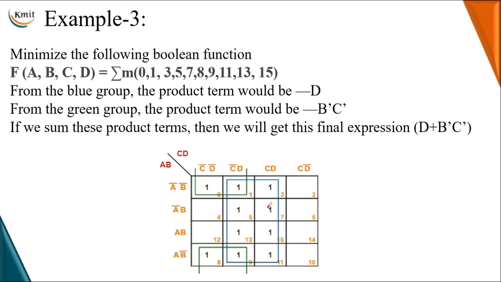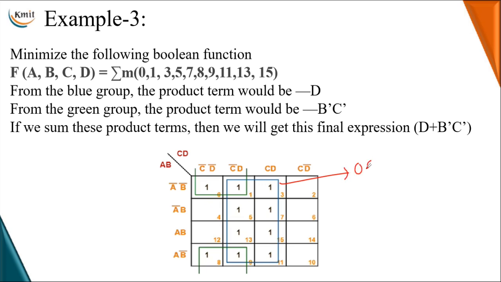We can form an octet because 1 is adjacent to 3, 1 is adjacent to 5, 3 is adjacent to 7, 5 is adjacent to 13, 7 is adjacent to 15, 13 is adjacent to 9, 15 is adjacent to 11, as well as 9 is adjacent to 1 because it is in the top layer and 9 is in the bottom layer. 3 is adjacent to 11, hence we can form an octet. So here this blue group is an octet.